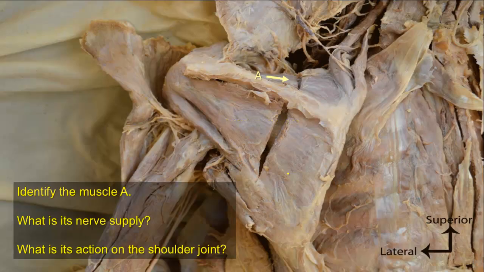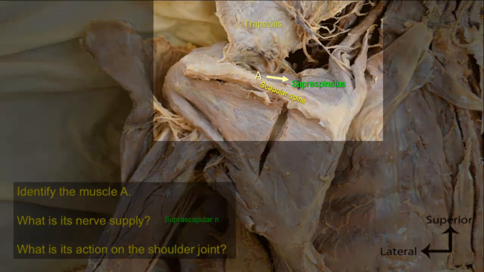Identify the muscle, what is its nerve supply, and what is its action on the shoulder joint. The muscle is the supraspinatus. As you can see it here, it lies in the supraspinous fossa above the spine of the scapula, and it is supplied by the suprascapular nerve. How can you identify it as a supraspinatus? As you can see here, it arises from the supraspinous fossa of the scapula above the scapular spine, and it is located deep to trapezius muscle.